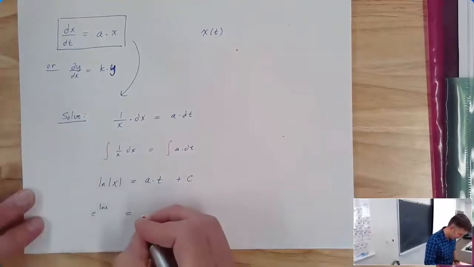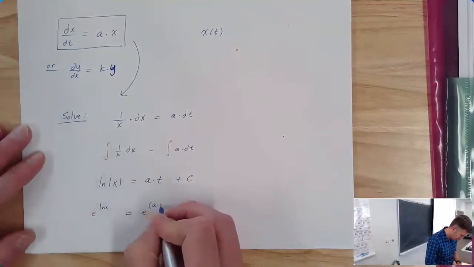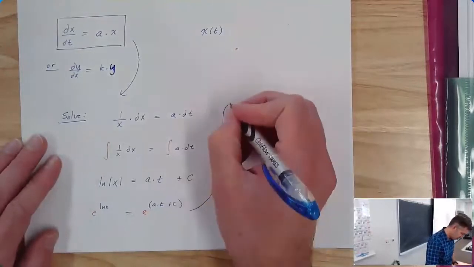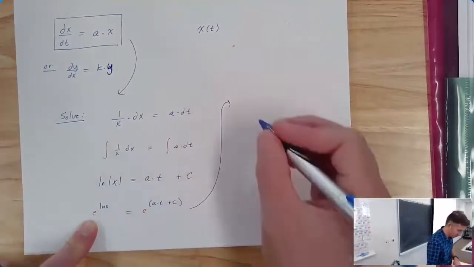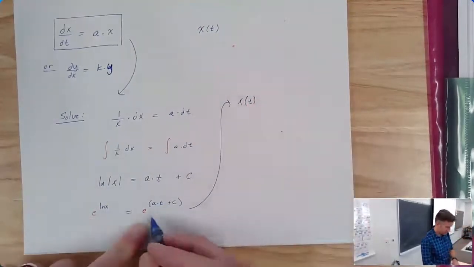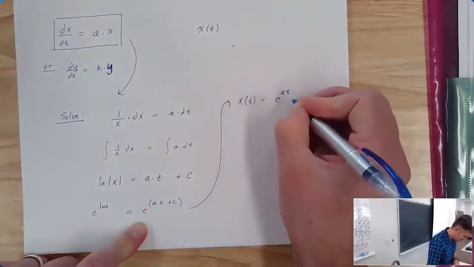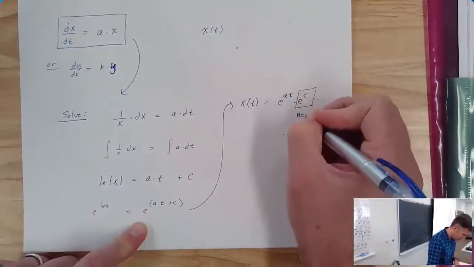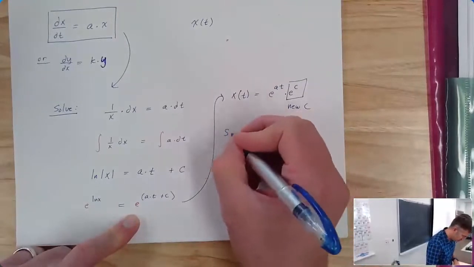And I want to show you something that happens a lot with this. When we simplify e to the a times t plus c, a couple things happen. First of all, the left-hand side is just x, right? E to the natural log of x is just x, or we're going to say x of t. E to the at plus c is e to the at times e to the c. And then we typically call this a new constant, capital C. So we usually end up writing our solution here.